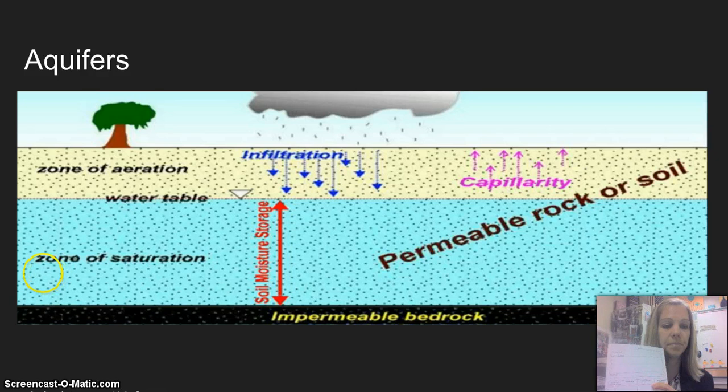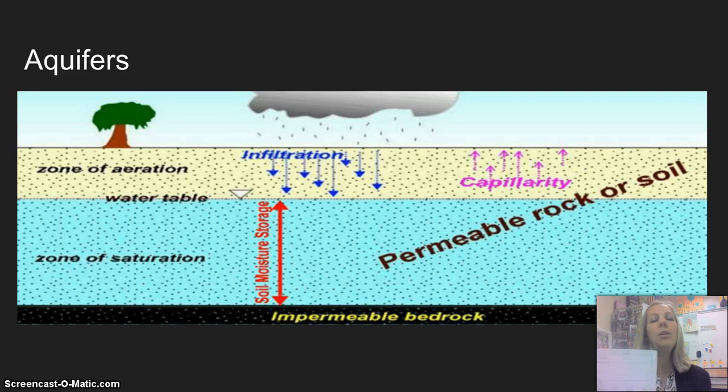It makes sense if you think about it, because we've talked about how when the air cannot hold any more water vapor, it's saturated with water vapor. Well, when the ground can't hold any more water in its pores, when it's completely filled with water and soil particles, then that is saturated land. And so we call that the zone of saturation.